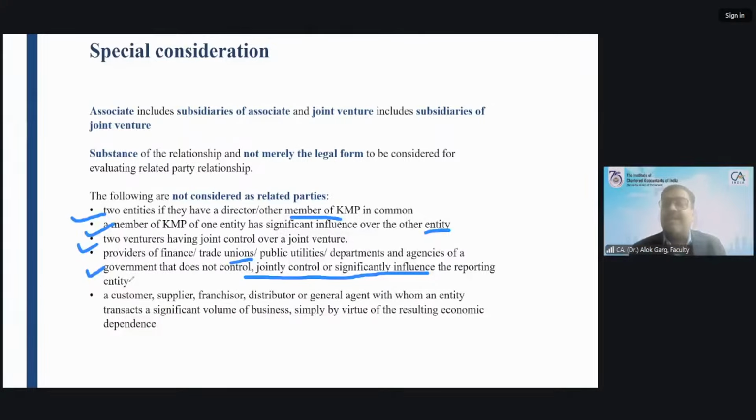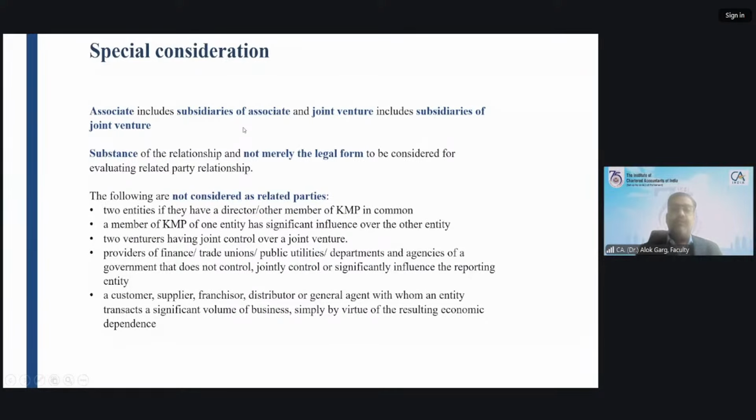So if a banker has funded a company, that banker will not become a related party, right? This is what is written here: a customer, supplier, franchisor, distributor, or general agent with whom an entity transacts a significant volume of business. There is a large customer. Just because he is a large customer, he will not become a related party, until and unless he is actually a related party. So these are a few considerations when it will not become a related party. These entities should not be considered as related parties.